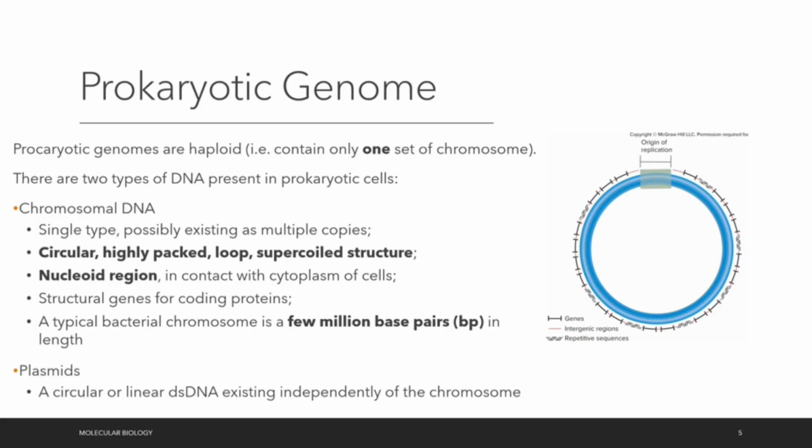Oftentimes, our bacteria use plasmids to code for proteins which may or may not be instrumental to the survival of the cells. So you can think of plasmids as some sort of extra genes which the bacteria are carrying to help them survive better, or to help them produce some things which they may not actually need for their survival.